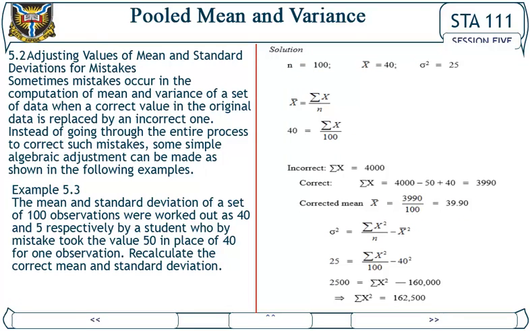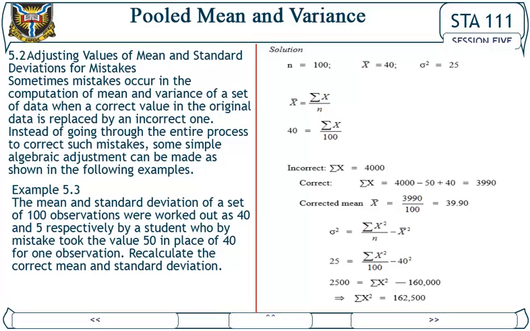Adjusting values of mean and standard deviations for mistakes. Sometimes mistakes occur in the computation of mean and variance of a set of data when a correct value in the original data is replaced by an incorrect one. Instead of going through the entire process to correct such mistakes, some simple algebraic adjustment can be made as shown in the following examples. Example 5.3.